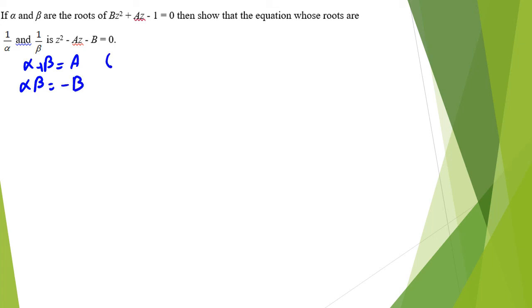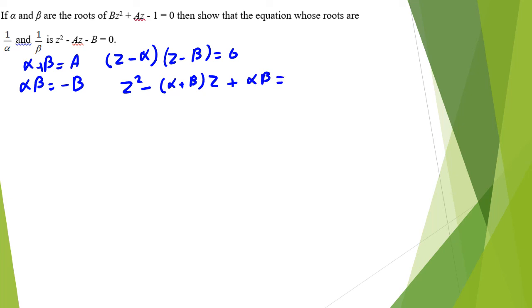Now rewrite it as an equation, as factors, sorry, not roots. So z minus alpha and z minus beta is equal to 0. Expand, you will end up with z squared minus alpha plus beta z, plus alpha beta equals 0. Okay, now alpha plus beta in this case is a, so I'm going to rewrite it as az. Now alpha times beta is negative b, so it's negative b equals 0.